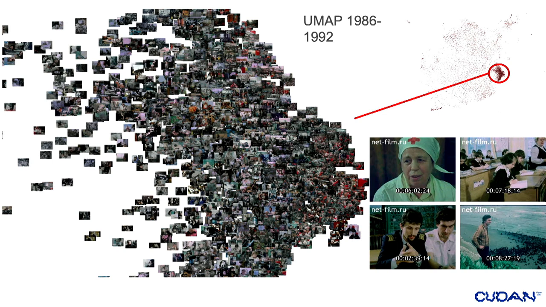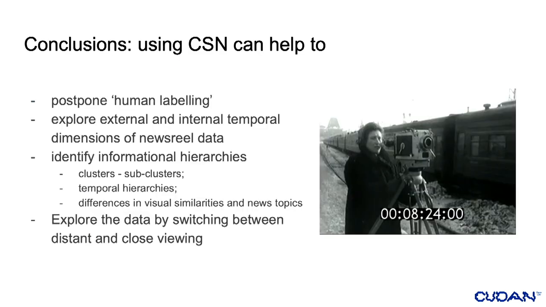And this is the point where I think I should switch to proper annotation, and maybe use pose detection or other approaches to dig deeper and understand this. I will finish with this slide. To me, Collection Space Navigator, in a way, helps me to postpone human labeling. I can explore both external and internal temporal dimensions of the newsreels.